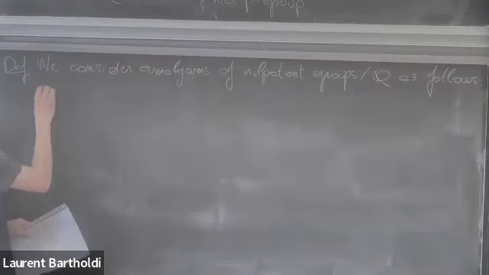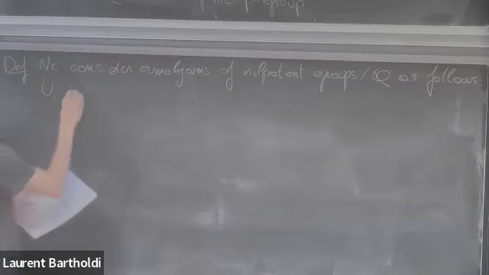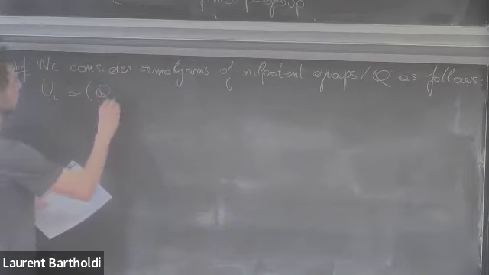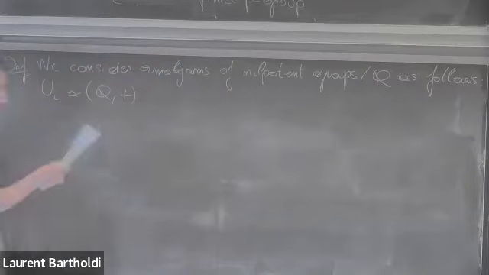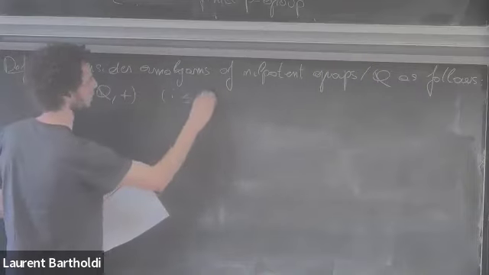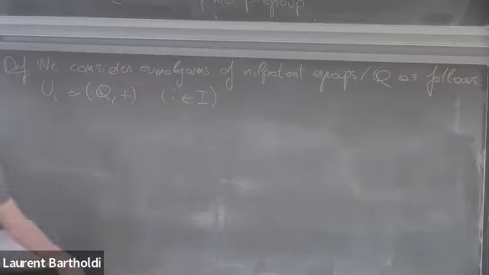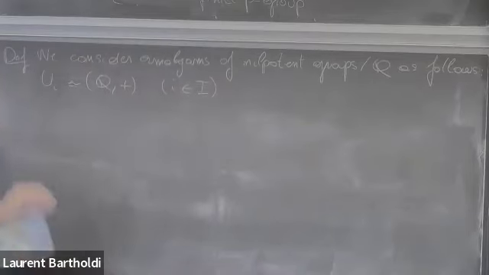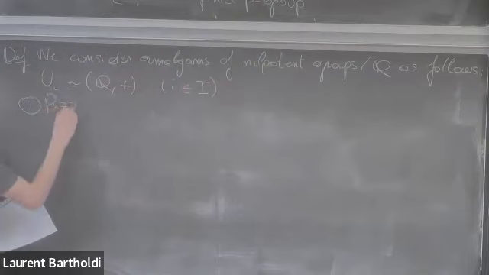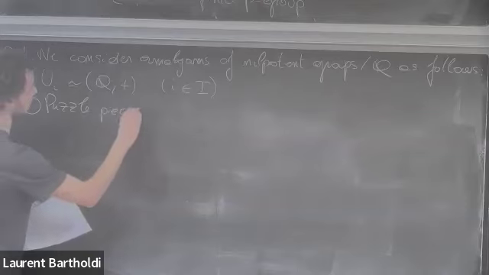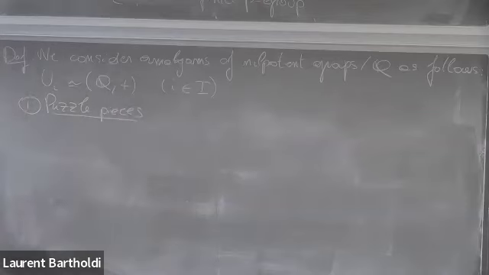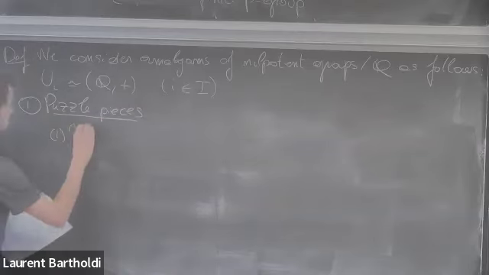So I will look at a bunch of copies U_i of Q, plus. The index is on a finite set I, let's say. And then I will look at an amalgamated product of these copies of Q. And for this, I will first explain what the puzzle pieces of my amalgamation are. There are four of them. Then I will give you the presentation.